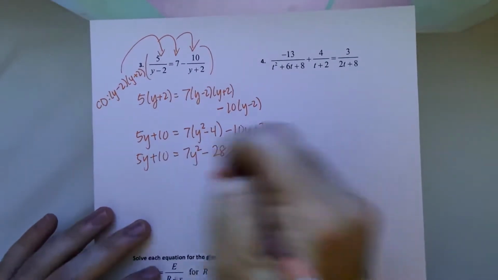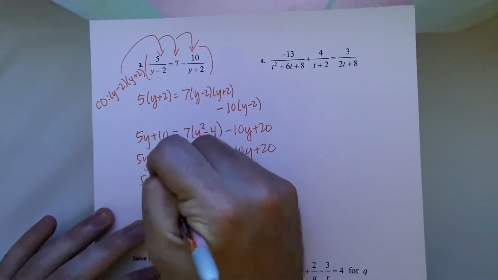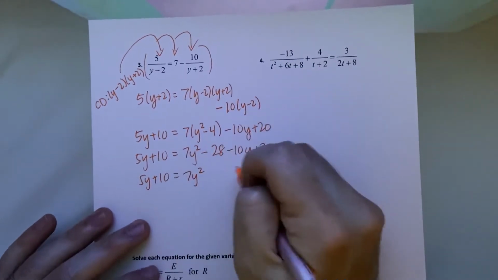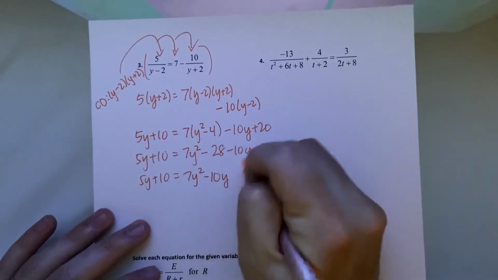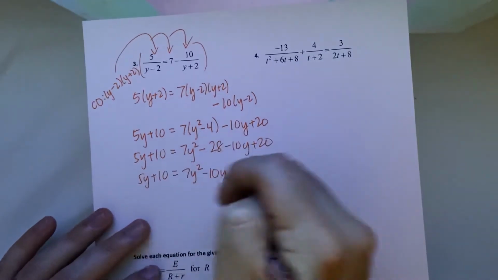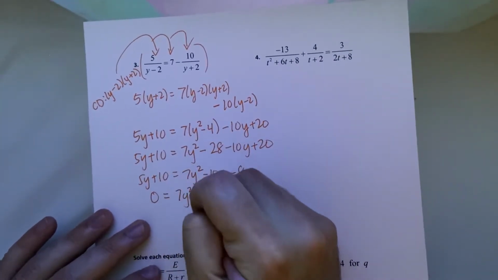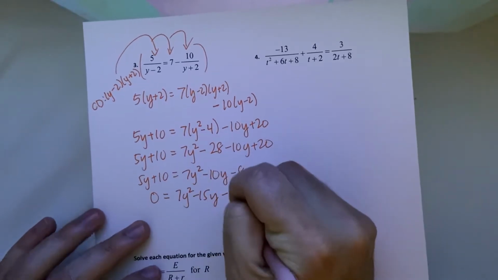Okay, so 5y plus 10 equals 7y squared, it looks like minus 10y minus 8. Move everything over to one side, it's quadratic. 7y squared minus 15y minus 18.